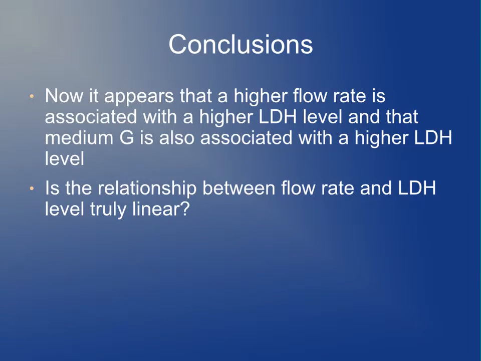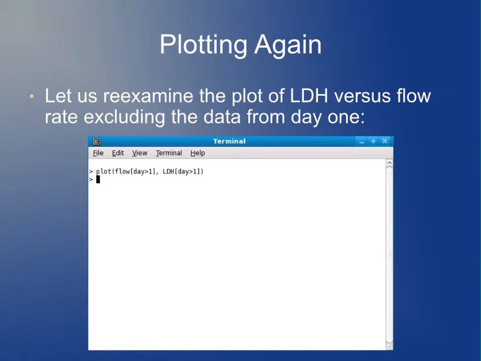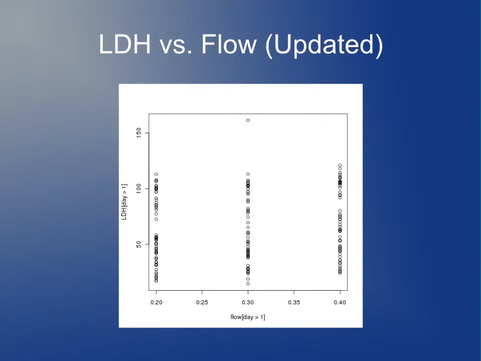So it looks like a higher flow rate's associated with higher LDH level, and the medium G is associated with a higher LDH level. But let's look at this a little more closely to see if that's the full story. Let's plot LDH versus flow rate again and exclude the data from day 1. There's the R command you would use to do that.